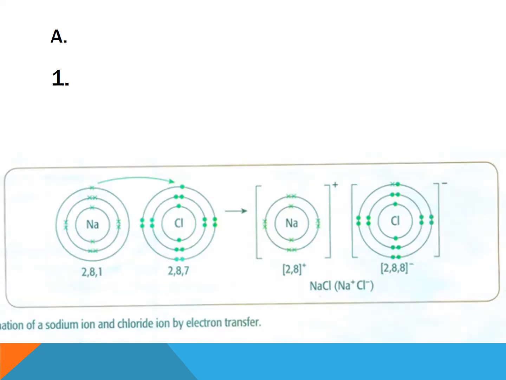Alright, ionic bonds is to transfer electrons. You can see the arrow from sodium, that one electron is going to transfer to chlorine to make it full outer shell. So the outer shell of sodium only has one electron, where chlorine has 7. So the one electron from sodium is going to transfer over to chlorine, and then you have a positive one and a negative one charge. It's a permanent charge.